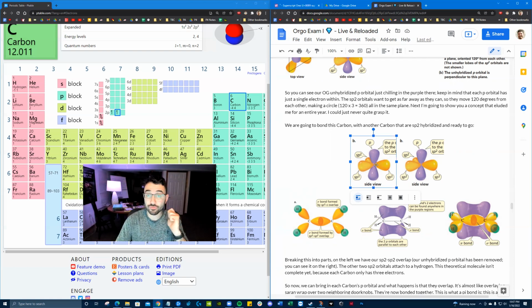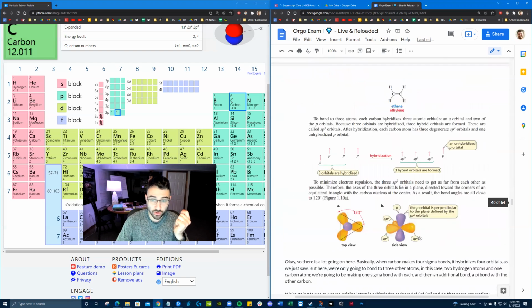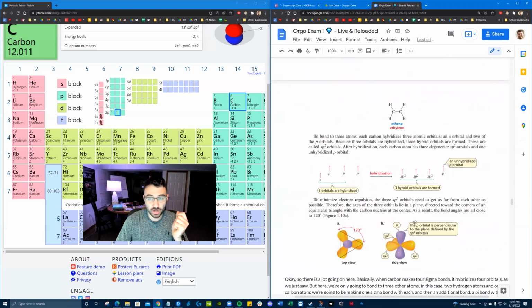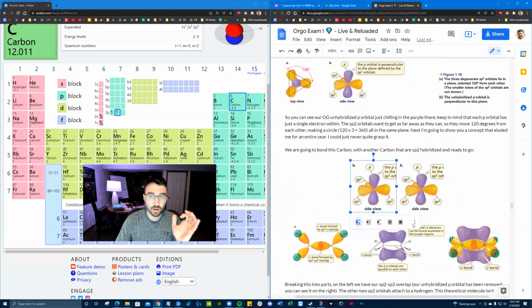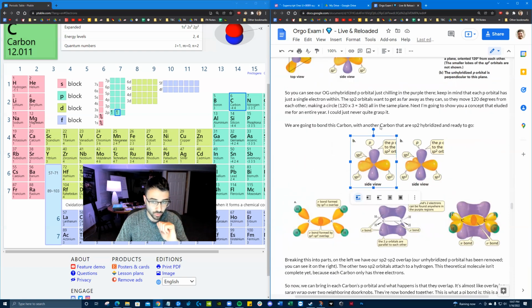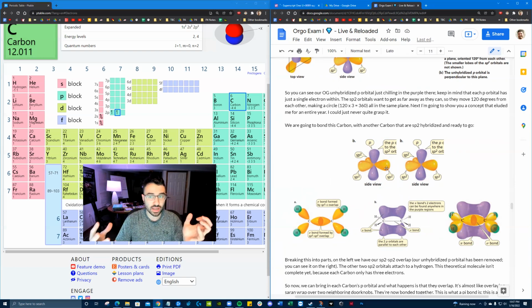So we still have 4 orbitals that we're working with, but 3 are that sp2 hybridized, and 1 is that unhybridized doorknob p. That unhybridized doorknob p is in the purple here. These sp2 are that new ingredient that we created from 1 part s and 2 parts p. So we could say that this is 66% p character and 33% s character, okay?